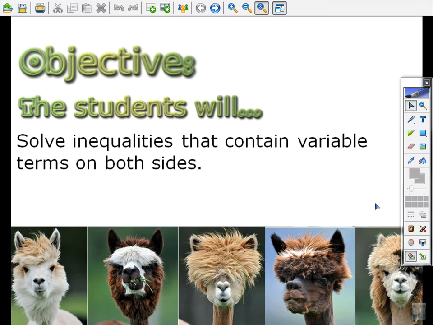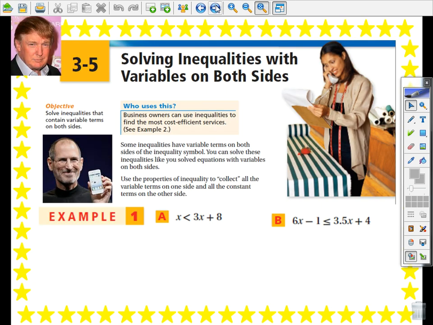Hello, today we're going to do a lesson on 3.5, solving inequalities with variables on both sides. Some inequalities have variable terms on both sides of the inequality symbol. You can solve these inequalities like you solved equations with variables on both sides. Use the properties of inequality to collect all the variable terms on one side and all the constant terms on the other side.